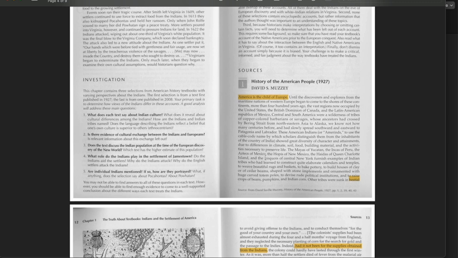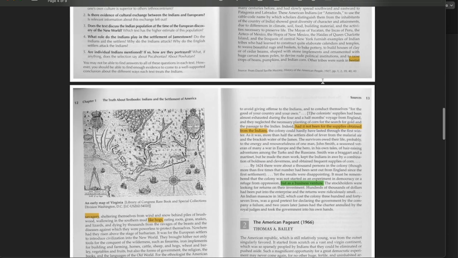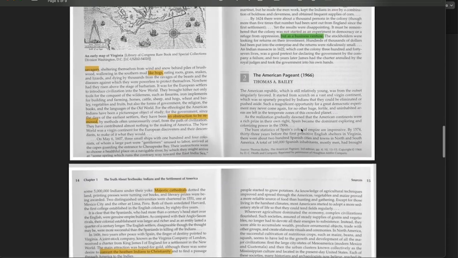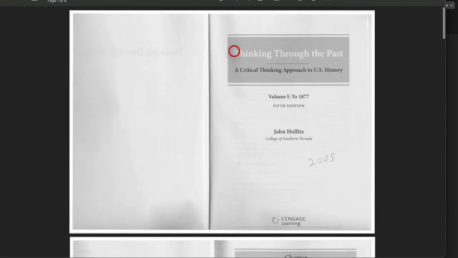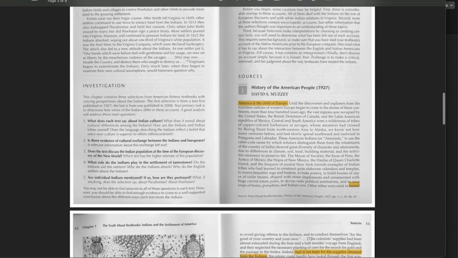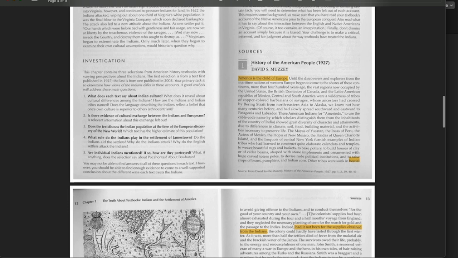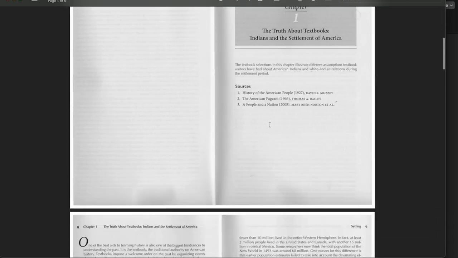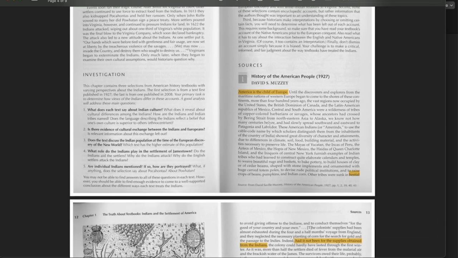So we have this number 1. This is our first source from 1927. Number 2, this is our second source from 1966. So these are sources within the big source that is Thinking Through the Past. So if we want to cite this, but also show that it is in this, this is what we're going to want to do.